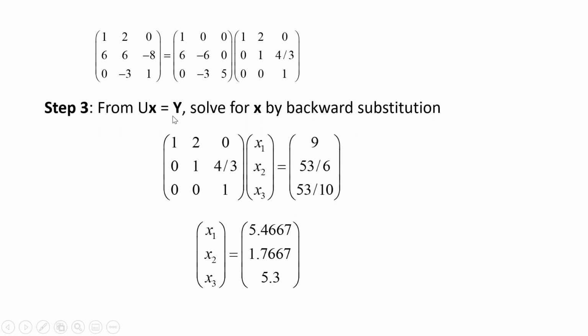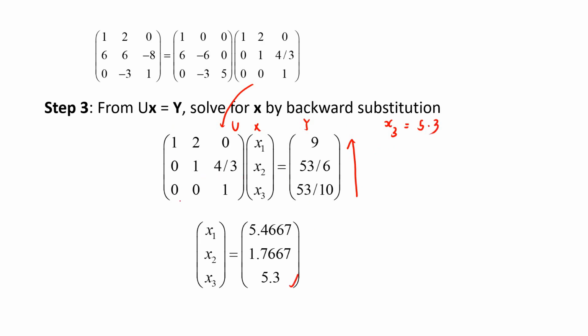Later on, from the third step, from Ux equal to y that we obtained in step 2. Here is the U. So Ux equal to y. You may solve it manually by backward substitution, or you can key into the calculator in equation mode to obtain the vector x quickly. We want to solve by backward substitution, which means from the last equation. So x3 equal to 5.3.